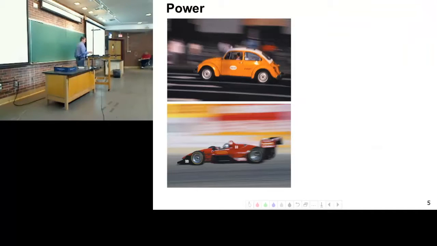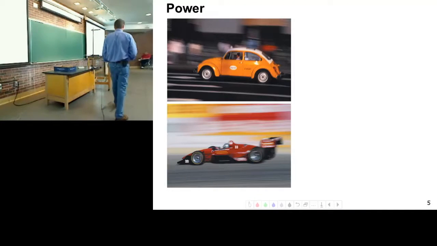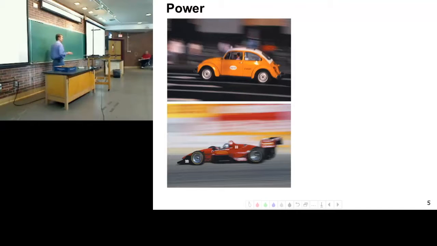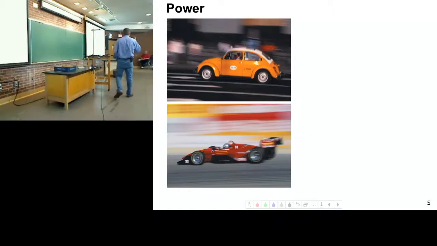Hey, power. What is, you know, I look at these two cars. They go from 0 to 60. Beetles don't go much faster than 60, especially old ones like that. So 0 to 60, they do the same amount of work, right? 0 to 60, I change the energy, the kinetic energy. But is that the same? Is everything the same? What's different about it? What would be different about these two cars going from 0 to 60? The amount of time it took to do that.